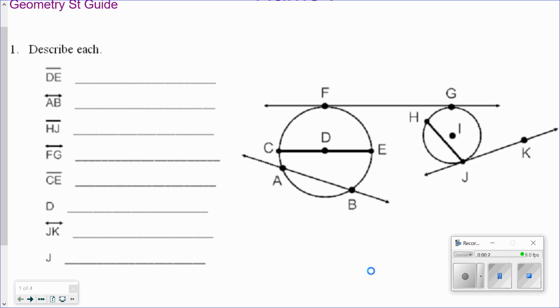Segment DE. Segment DE is now highlighted in purple, and what definition would that be? Well, it goes from the center to the outside of the circle, so we have a radius. Next, we have line AB. Since it's a line that goes through the circle, we know that we have a secant. Next, we have segment HJ, which is right here, and this would be a chord.